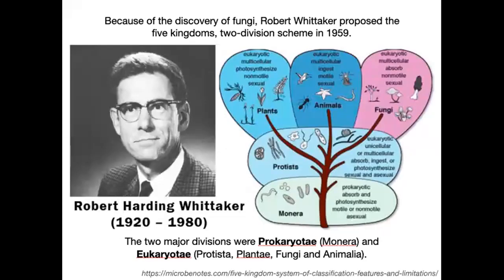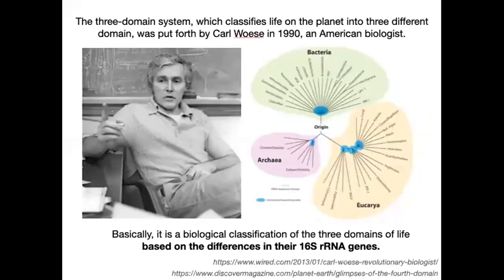Okay? Because of this one, Robert Whittaker in 1959 proposed the five kingdom scheme, two divisions. Okay? Two divisions, that's prokaryote and eukaryote. Prokaryote containing solely of Monera, while eukaryote containing that of Protista, Plantae, fungi, and Animalia. Okay? In 1990s, American biologists, dito na introduce yung domains of life. This is relatively new. Okay? It basically tries to classify life on planet into three different domains.